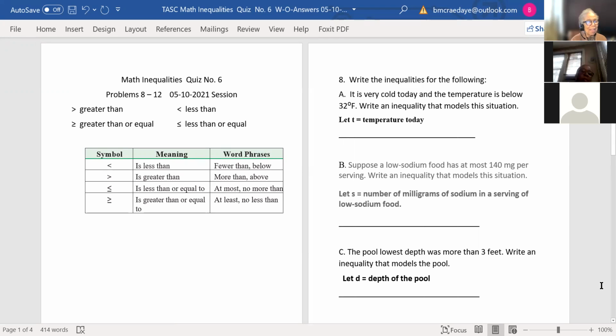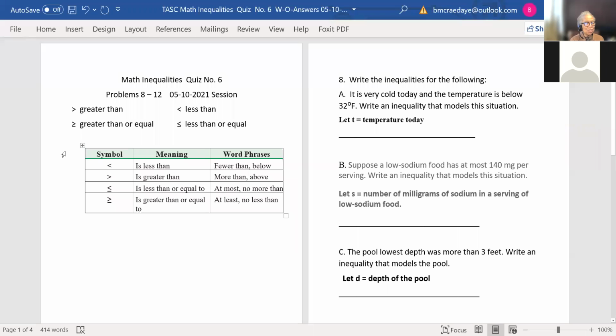And notice I put this reference sheet up here about common word phrases that are translated to greater than, less than, greater than or equal, less than or equal. Now, do you see the screen? Math inequalities quiz number 6. Yes, but it's number eight now. That's right, problem 8. We'll do problems 8 through 12.